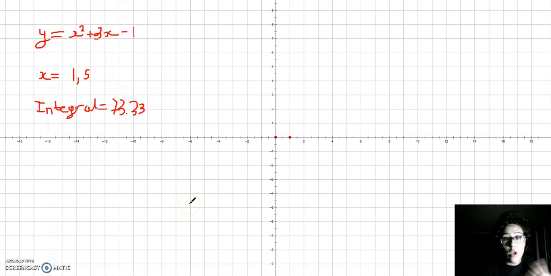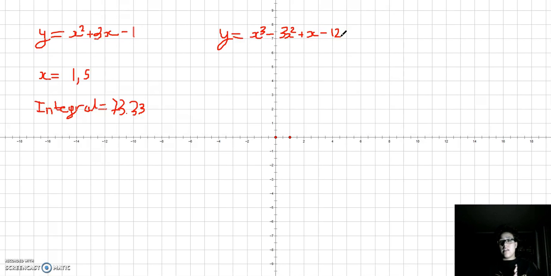Another equation that we could use, so that I can show you the other way we can use our graphing calculators to find an integral, is, let's do a cubic equation just to make it a little bit more fun. We'll do y equals x cubed minus 3x squared plus x minus 12.